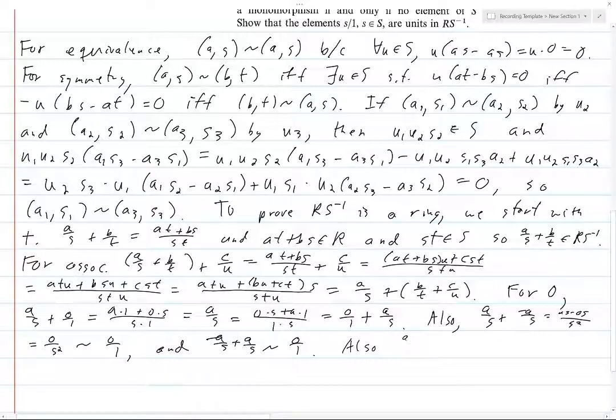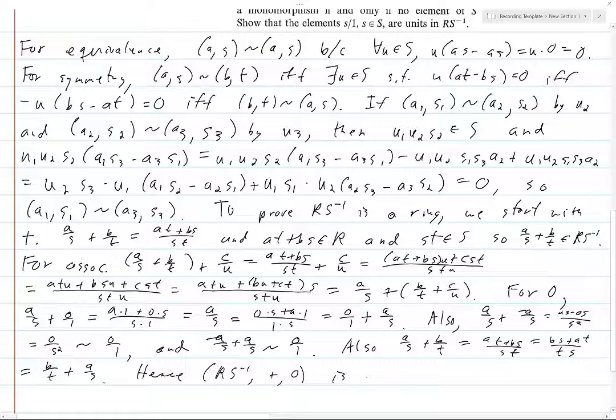Also, commutativity is pretty obvious. I'll write it out anyways. (AT plus BS) over ST. We use additive commutativity on top, and multiplicative commutativity on the bottom, and we get this, which becomes this. So hence, R S inverse with plus and 0 is an abelian group.